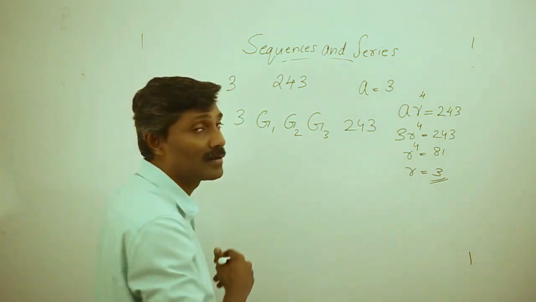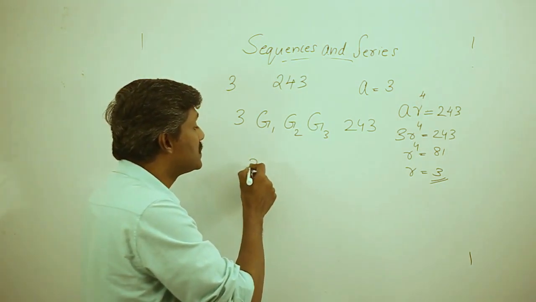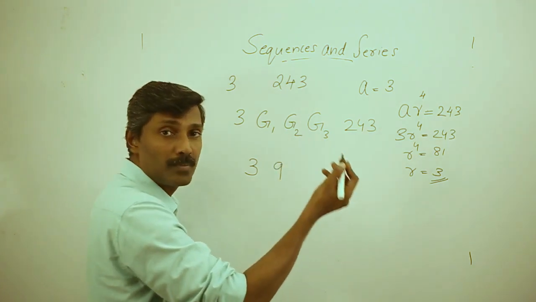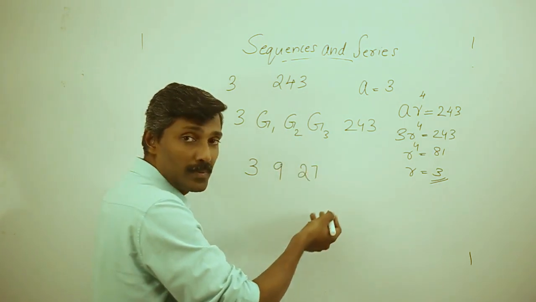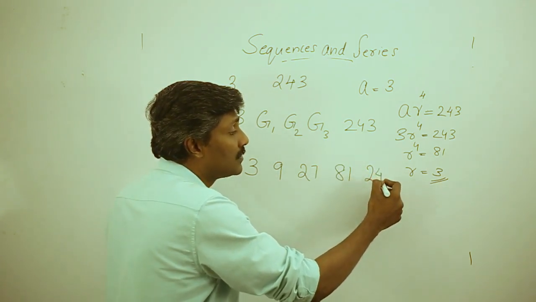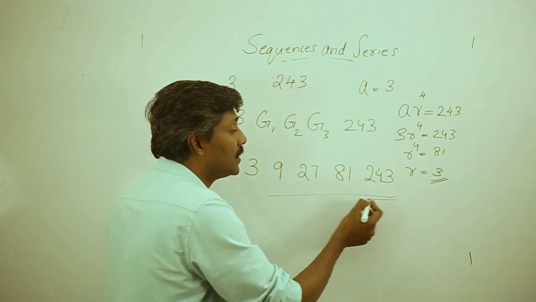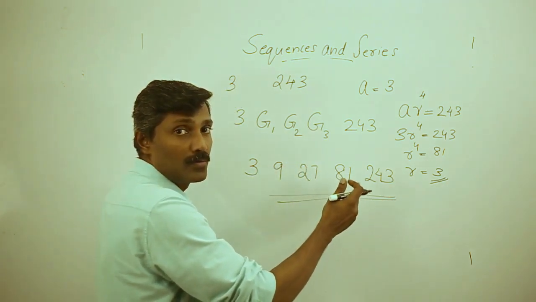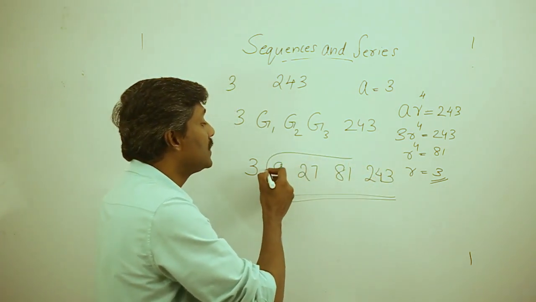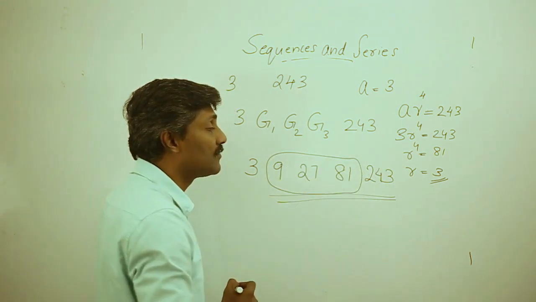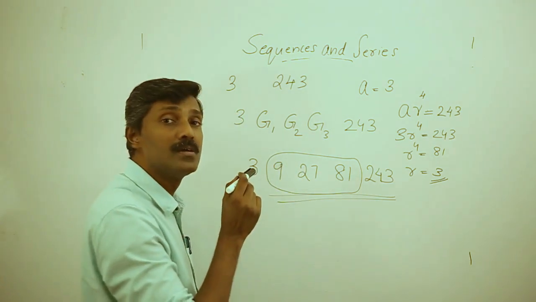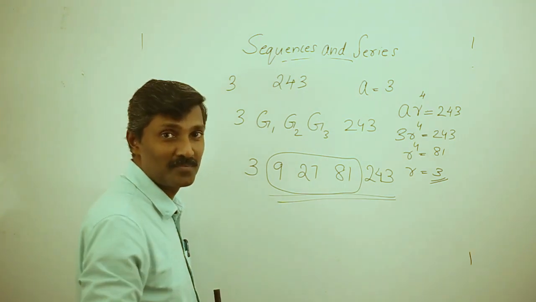So I have A equal to 3 and R is equal to 3. So which are the numbers? The first number is 3, R is 3, so multiply by 3, you get 9, again multiply by 3, you get 27, multiply this by 3, you get 81, multiply this by 3, you get 243. So what I have done is correct, because the sequence has come out right with the first term 3 and the last term 243. So these are the three geometric means which I have inserted: 9, 27, 81, and this sequence is in a GP.